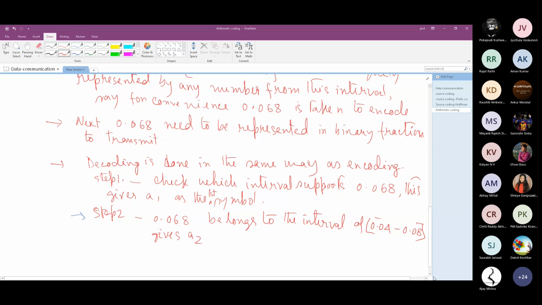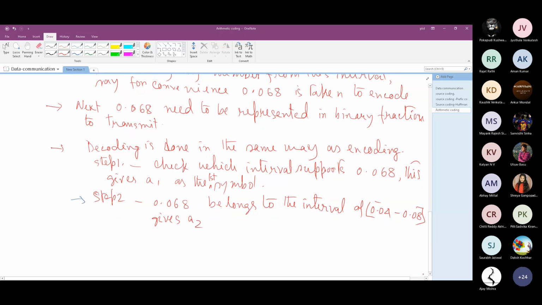Yes, that's why fixed tables are used to code messages, because otherwise this may not be an optimum case, or even the overhead becomes more than the data. So step 3. 0.068 belongs to A3. And step 4.